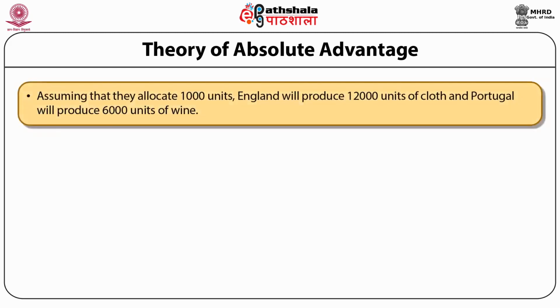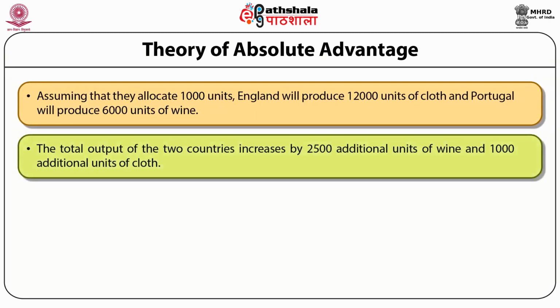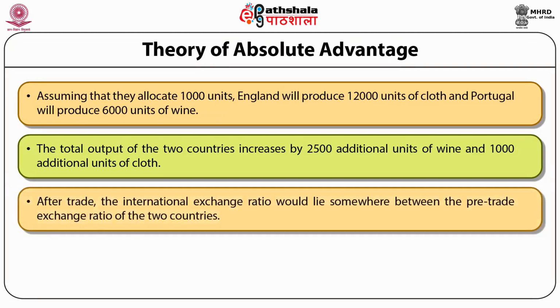Assuming that they allocate 1000 units, England will produce 12,000 units of cloth and Portugal will produce 6000 units of wine. The total output of the two countries increases by 2500 additional units of wine and 1000 additional units of cloth. Hence, with the same resources, foreign trade between the two countries increases the output. After trade, the international exchange ratio would lie somewhere between the pre-trade exchange ratios of the two countries.